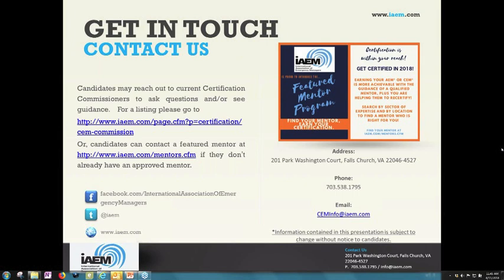Letters from HR departments on corporate letterhead stating that I was employed as their emergency manager from date to date. Good.